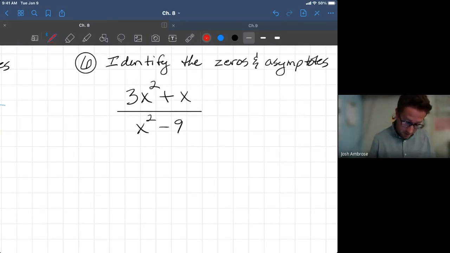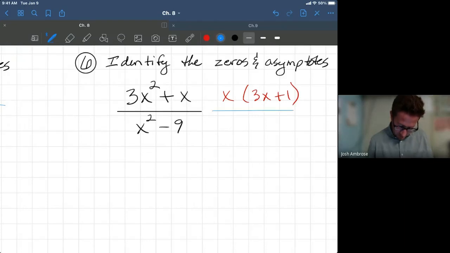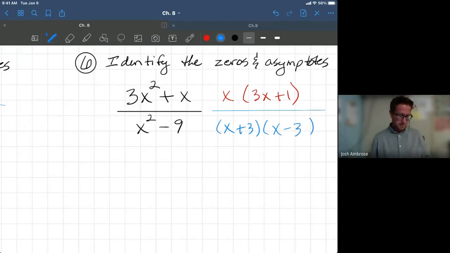Okay, so solving our numerator. You can factor out an x. So take an x out, and you're left with 3x plus 1. Okay, then your denominator is actually a perfect square binomial. So that's going to be x plus 3, x minus 3.